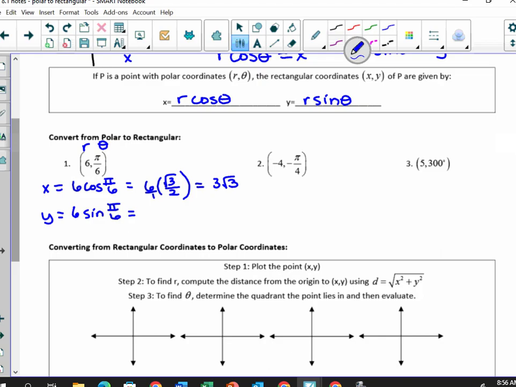Okay. And what's the sine of pi over 6? 1/2. So if I write the ordered pair, the x is 3 root 3, and the y is 3. It's a lot of 3s. Does that make sense? All right, try 2 and 3 for me. Be careful with your signs.